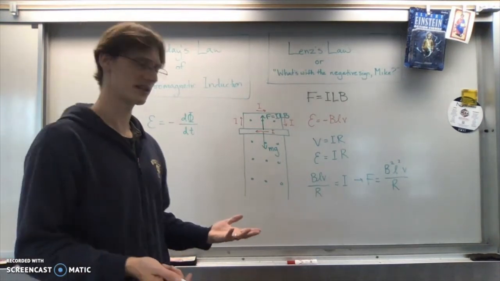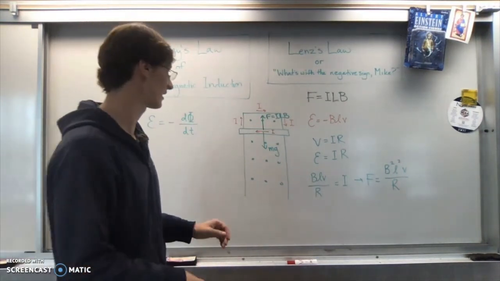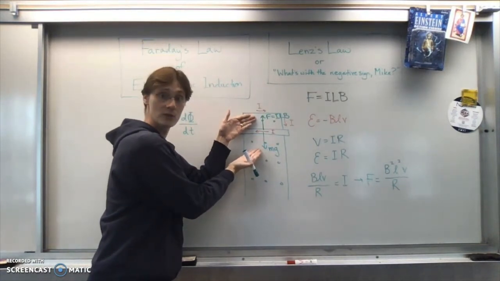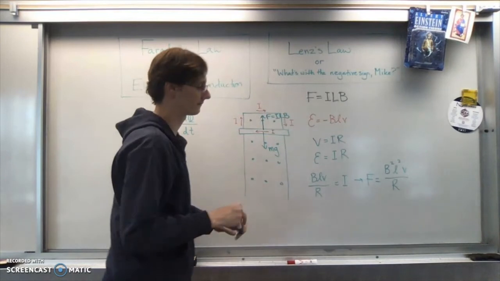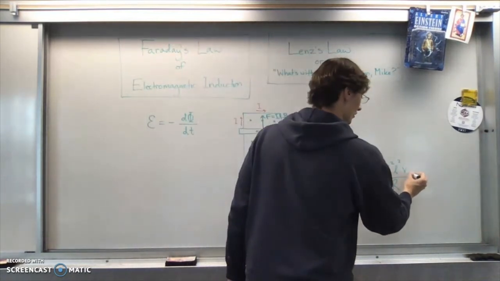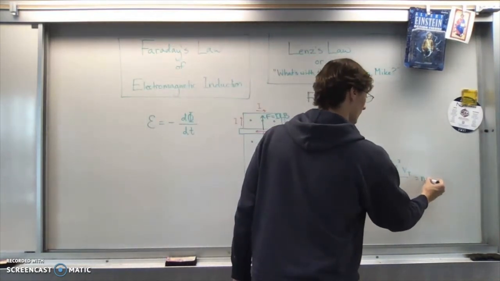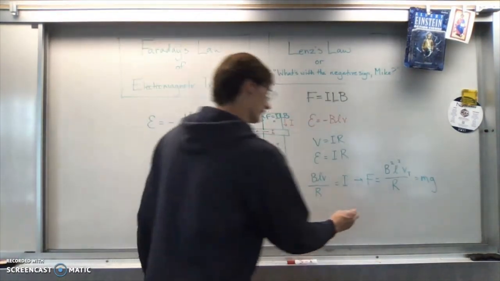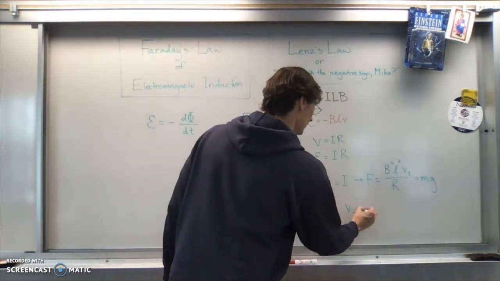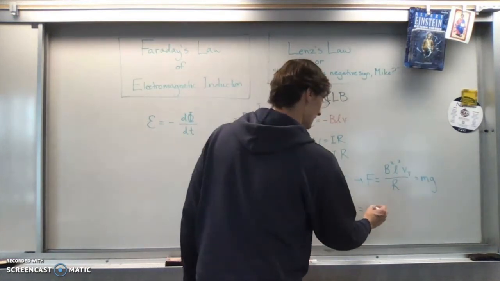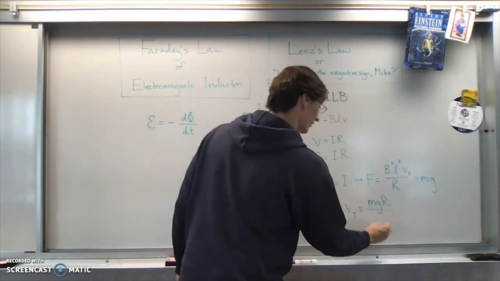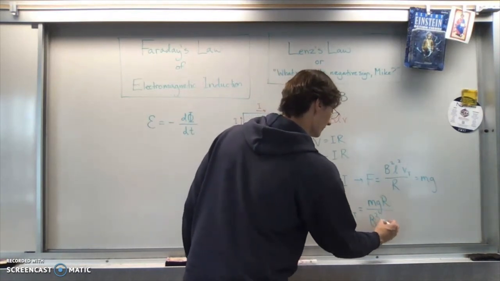If what you're interested in is the terminal velocity, at terminal velocity, these two forces would be equal to each other. So if this is terminal velocity, I can set that equal to mg, and I discover that the terminal velocity is directly proportional to the resistance.